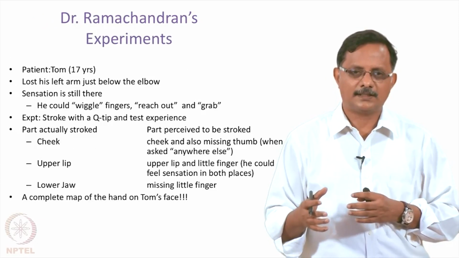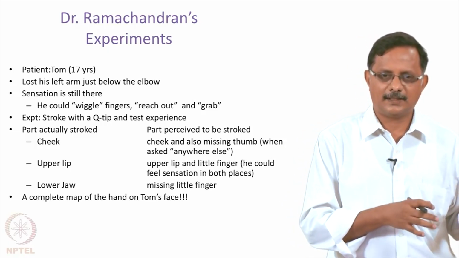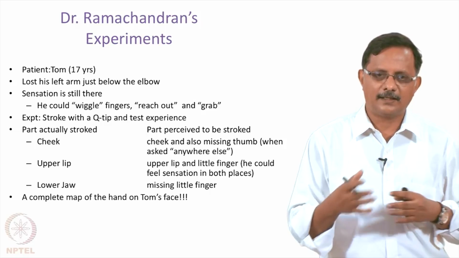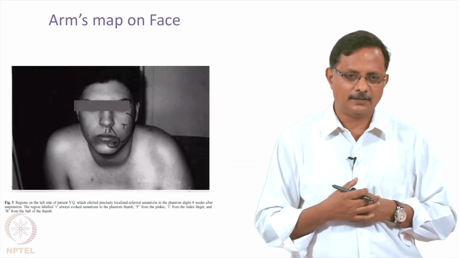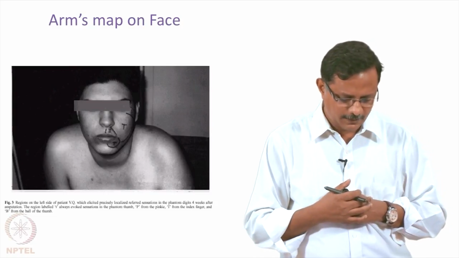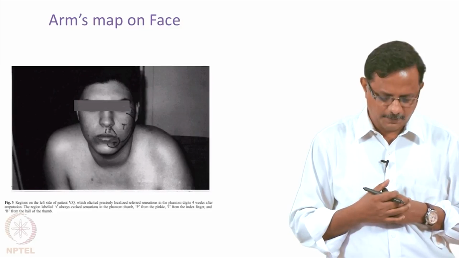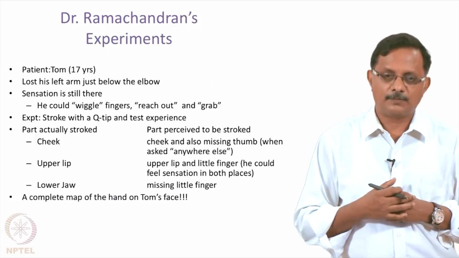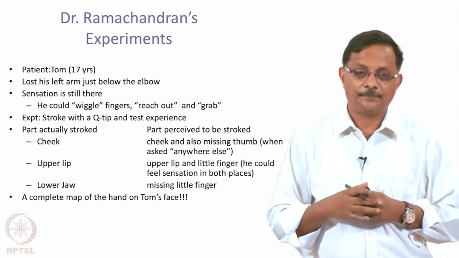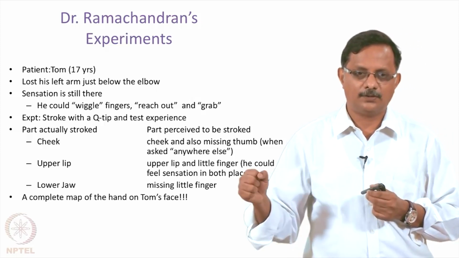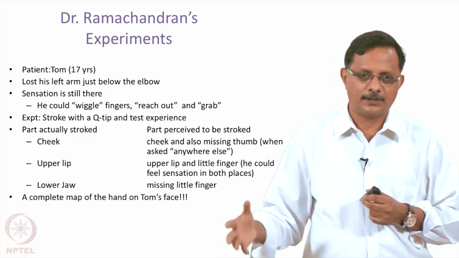Now, Dr. Ramachandran has taken the results from Dr. Pons' studies as a starting point, and he had an interesting idea, and he applied this idea on a phantom limb patient who visited him. This first patient was called Tom, a 17-year-old young chap. Tom lost his left arm just below the elbow, so he had the sensation of a phantom limb. What is strange is he could feel that he could wiggle the fingers of the phantom limb, he could reach out and grab objects, and so on and so forth.